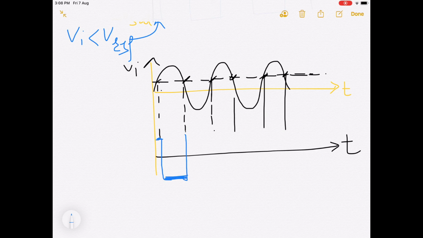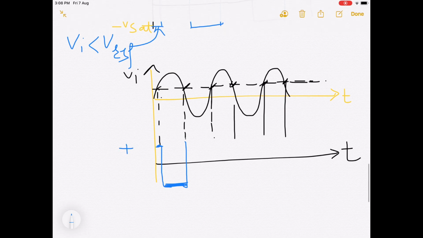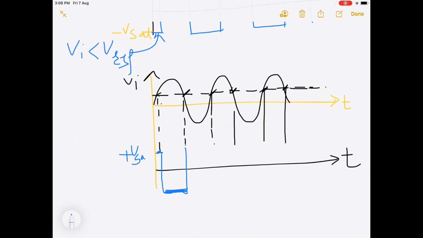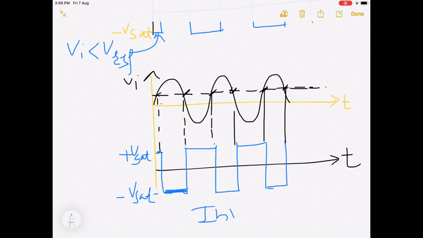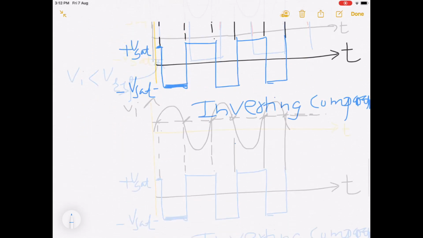So, this is plus Vsat and this is minus Vsat. It will switch between these two levels. So, you will get inversion of the input. This is your inverting comparator. The circuit diagram will be the same, only Vi and V reference are at different places. So, this is our concept of the comparator.